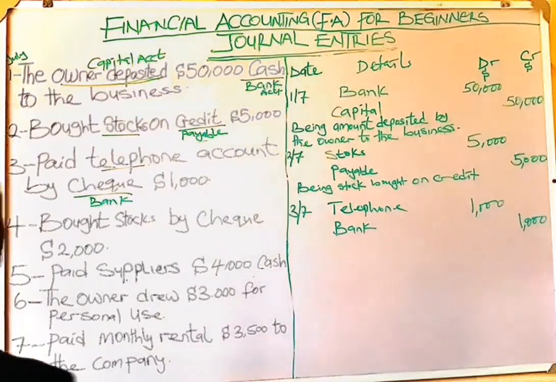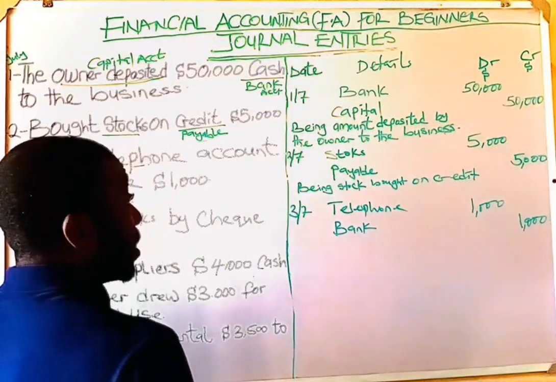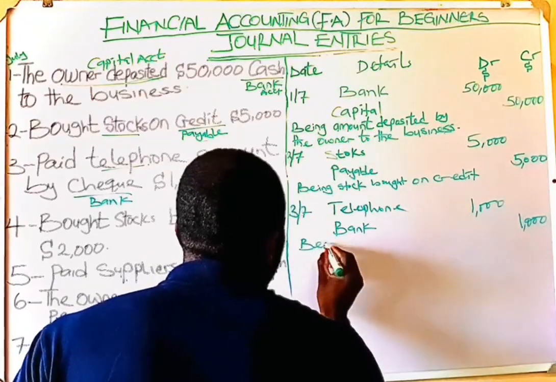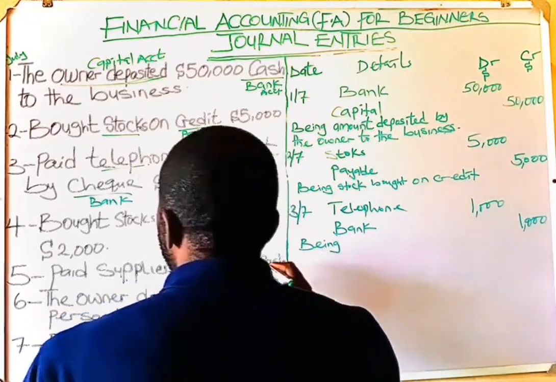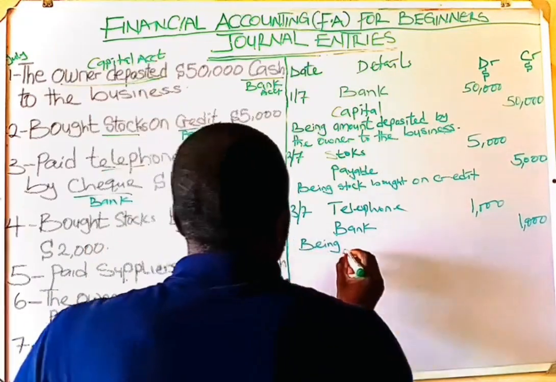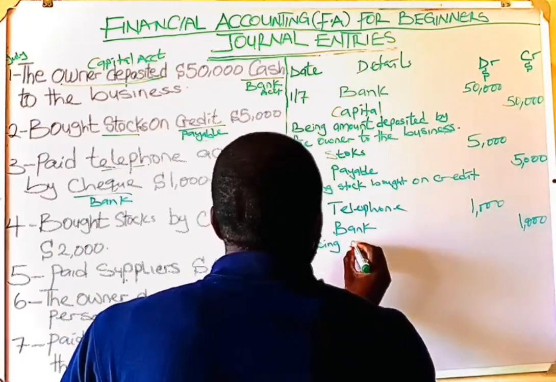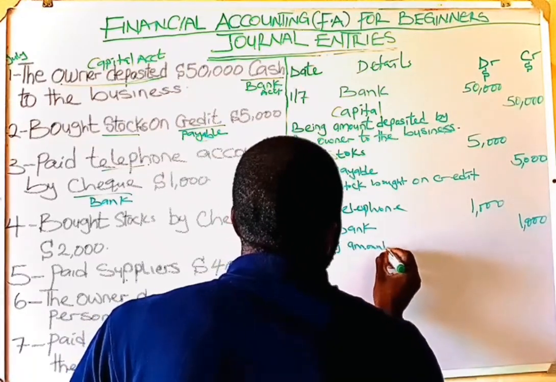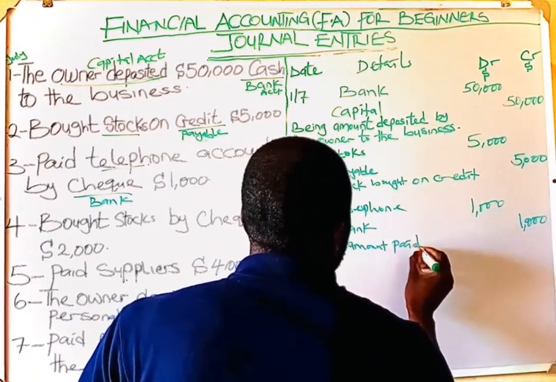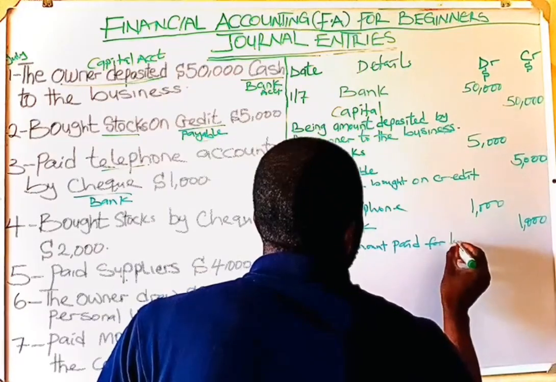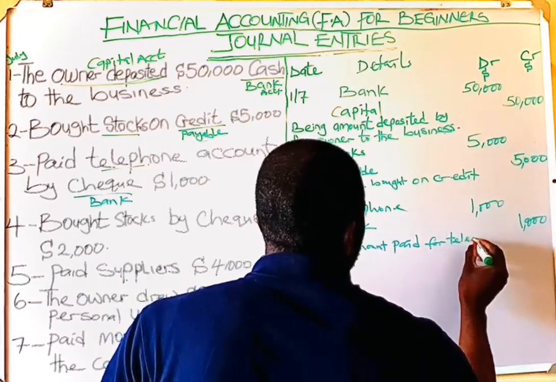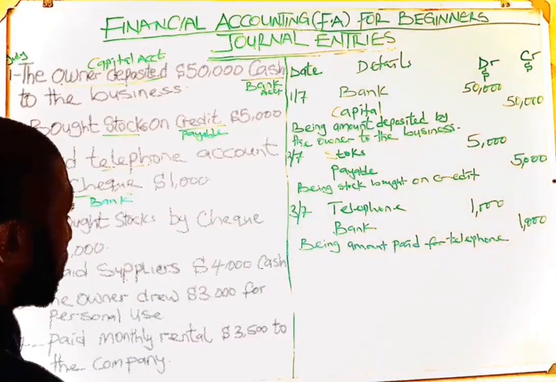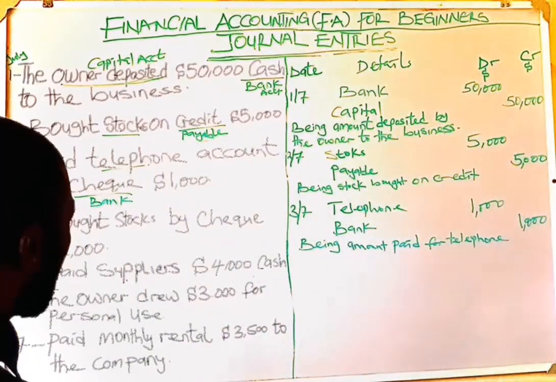Let's go to the 4th transaction. Before that, for the 3rd transaction, the narration, you say being amount paid for telephone. Simple as that. You can put what you want. Being amount paid for telephone.